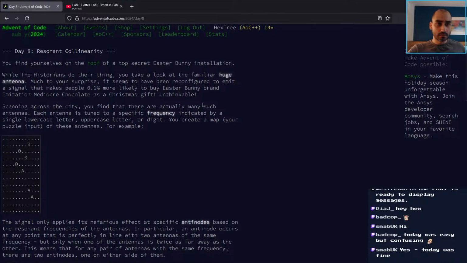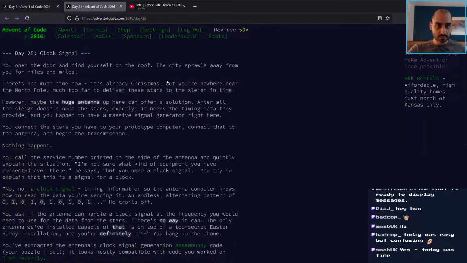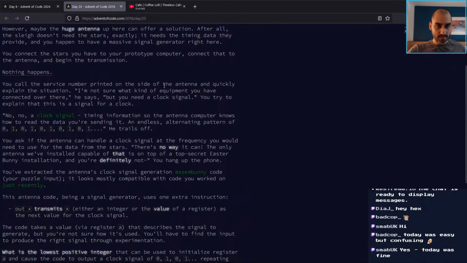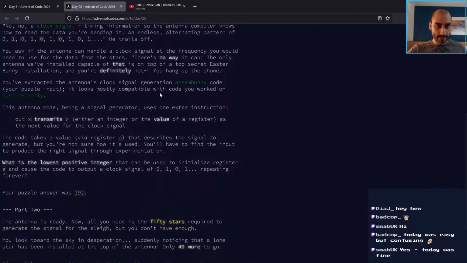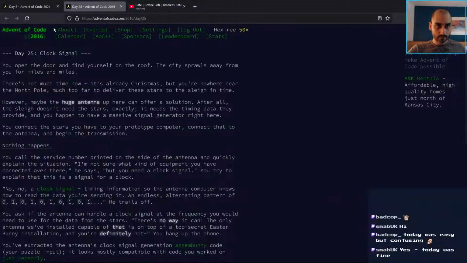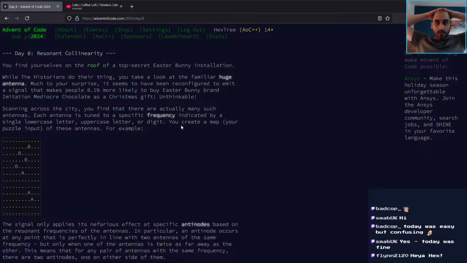Okay. You find yourselves on the roof of a top-secret Easter Bunny installation. Oh yeah, I remember the Easter Bunny year. A Sembunny. I remember that. While the historians do their thing, take a look at the familiar huge antenna. Hello, Flynn.